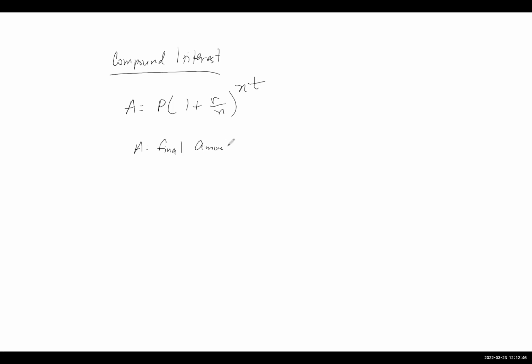Keep in mind the compound interest formula we're going to use: the amount, the final amount, is the principal times 1 plus the rate over the number of periods per year, times the number of periods per year times the years. So A is the final amount, the total amount we paid if we're borrowing the money, or the total amount we have in the bank if we're saving the money. The P is the initial principal.